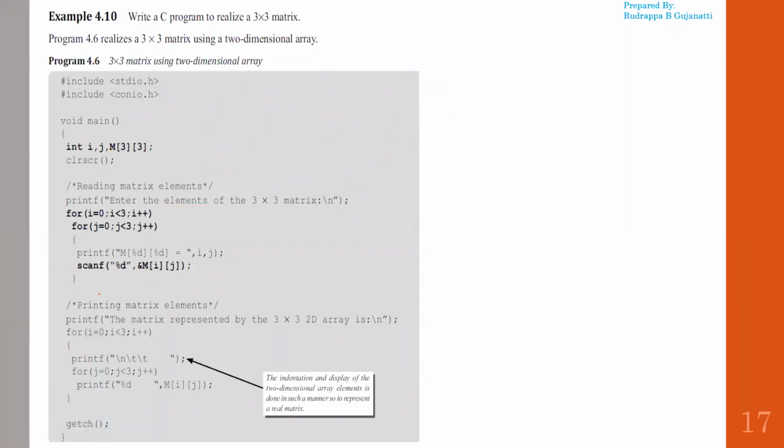Referring to that part, how do we read the elements? Here we have two for loops. One for loop is for the row information, and another for loop helps us traverse through the columns. Here index i is used to identify the row, and index j is used to identify the column.